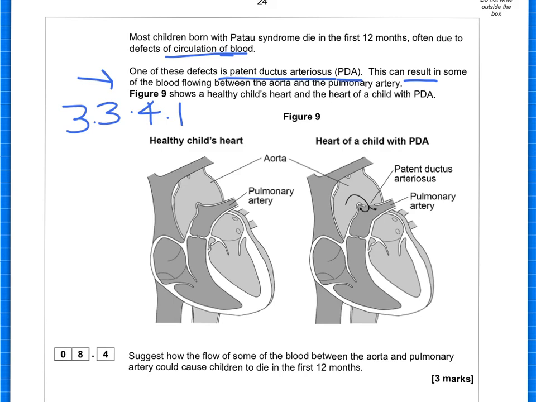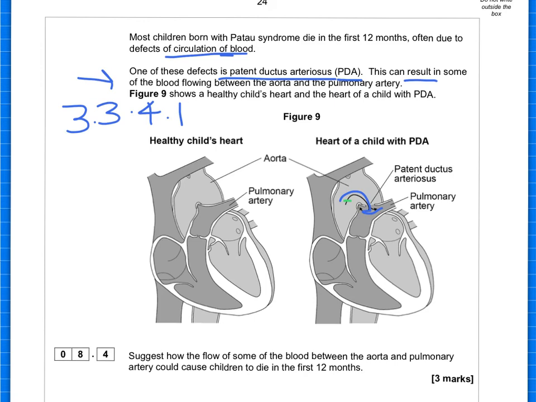Figure 9 shows a healthy child's heart and then a child's heart with PDA, showing, as you can see, the movement of blood from the aorta. Oop, is it not working? It's not working. There we go, aorta into the pulmonary artery.